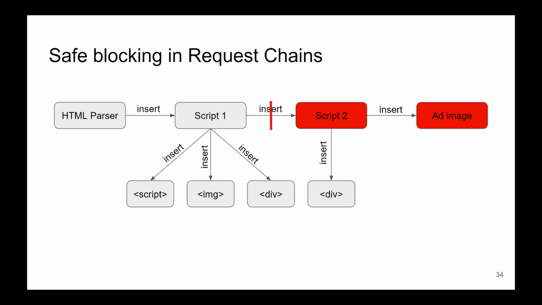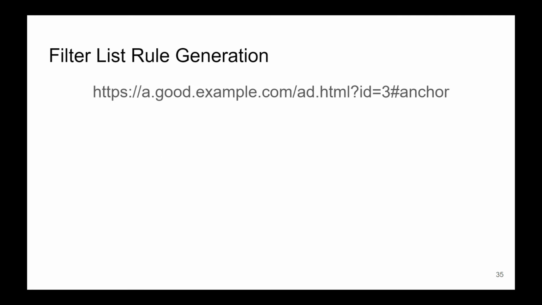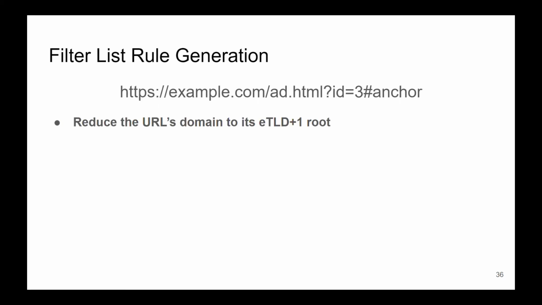So how do we generate the filter list rules? Well, let's say that we start with this example, right? And the first thing we do is that we want to reduce the URL's domain to its effective top-level domain plus 1 root, which means that a.good.example.com will just become example.com. The next thing we want to do is that we want to remove the query parameter portion of the URL. So in this case, the question mark id equals 3 will be removed.